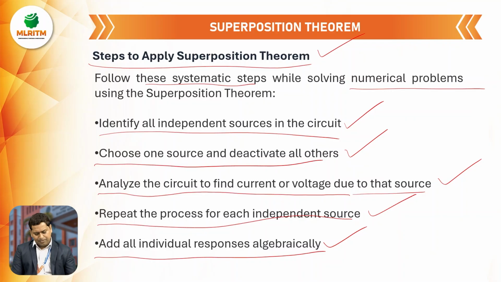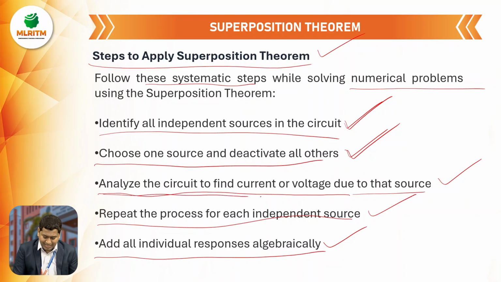So once again, I am repeating the steps that need to be followed. First, we have to identify all independent sources in the circuit. Second, choose one source and deactivate all others. Whenever you have two sources, one will be acting and the other will be deactivated.